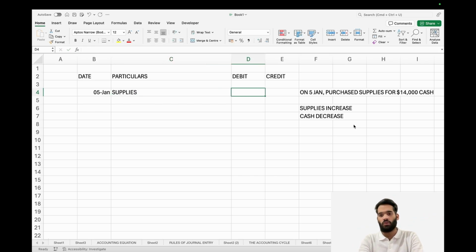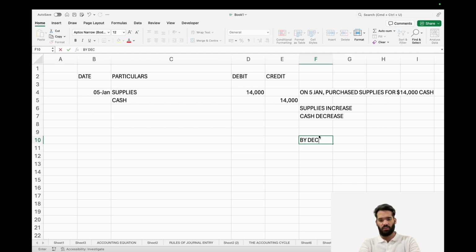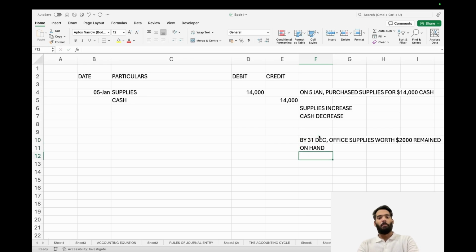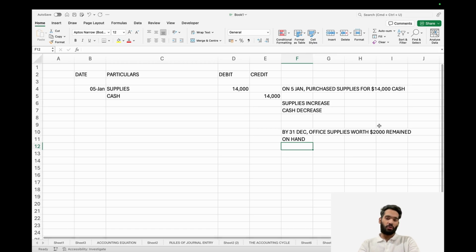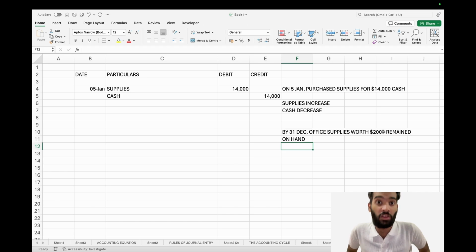By now, I'll assume you've already done enough practice, so when I do debit credit, you know why I'm doing this. Now what will happen is, by the end of the year, some information like this would be available. Let's say by 31st December, office supplies worth $2,000 remained on hand. Means by the end of the year, only $2,000 worth of supplies were still with us, right? Everything else we've already used.